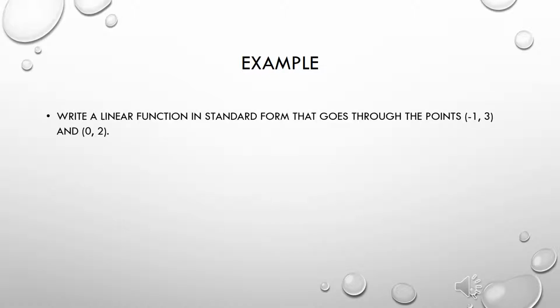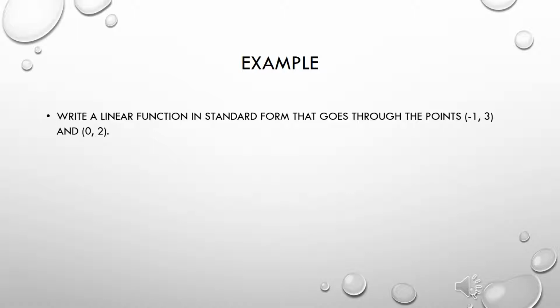Here's an example. Write a linear function in standard form that goes through the points (-1, 3) and (0, 2). Pause the video at this point to give yourself a chance to do the example. So we've been given 2 points, and the easiest way to create a linear function, as we said in the previous lesson, was to use point-slope form.